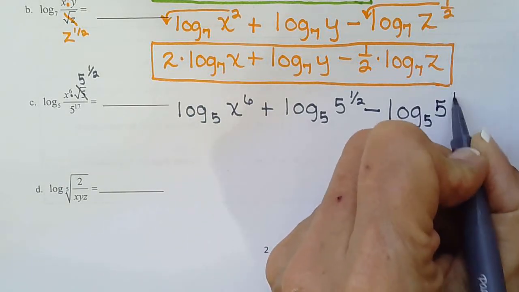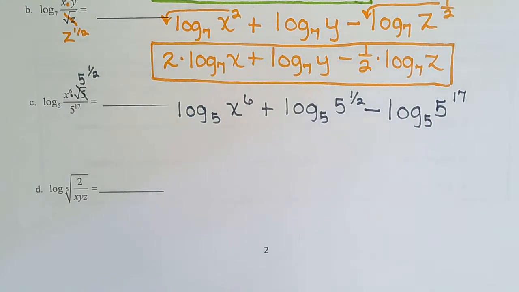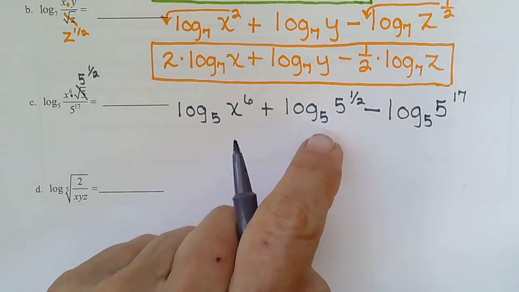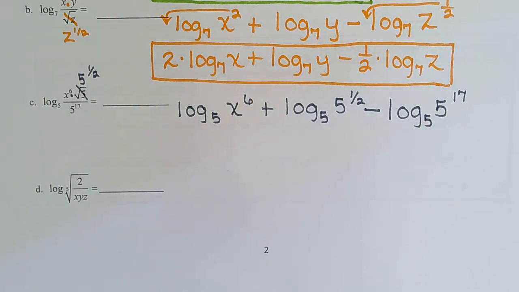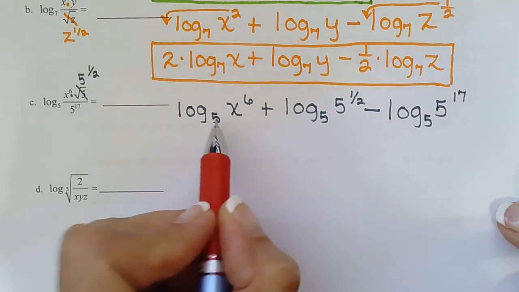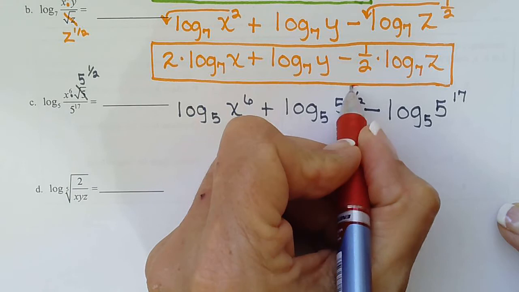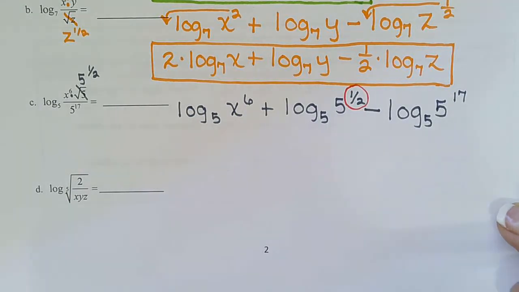So I'm hoping some light bulbs are going off here. There's a lot of power rules, but before we do the power rule, look at this. Bases are the same. Look at this. Bases are the same. Didn't we learn when the bases are the same, the answer is the exponent? Now we can't do it here. The bases aren't the same, but here they are. So this answer is just going to be 1/2.